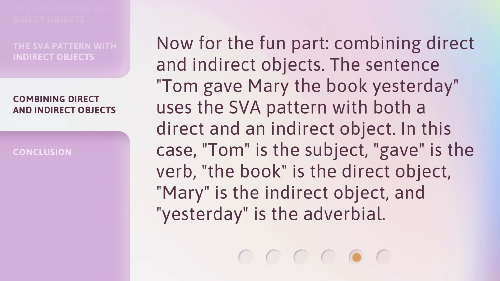Now for the fun part, combining direct and indirect objects. The sentence, "Tom gave Mary the book yesterday," uses the SVA pattern with both a direct and an indirect object. In this case, Tom is the subject, gave is the verb, the book is the direct object, Mary is the indirect object, and yesterday is the adverbial.